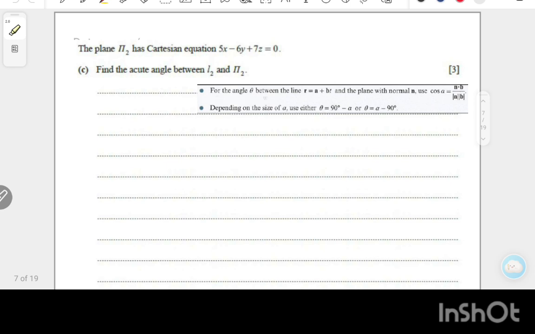For the angle theta between the line r equals a plus bt and the plane with normal n, use cos alpha as the dot product of n and b over the magnitude of n times the magnitude of b, depending on the size of alpha. Use either theta equal to 90 minus alpha or theta equal to alpha minus 90 degrees. So we have to apply this formula.